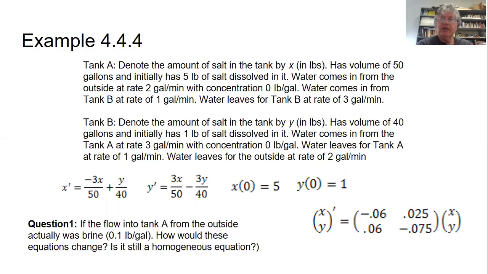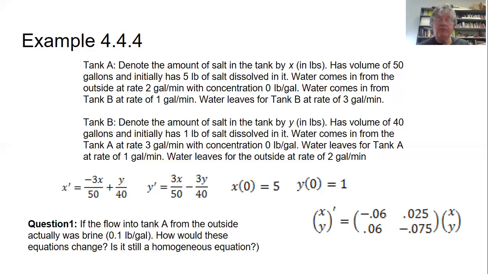Okay, so this turns out to be a homogeneous system. So for example, in tank A, we denote the amount of salt by x. And how is that changing? Well, we have 3 gallons per minute leaving from tank A to tank B. Okay, so it's a minus because it's leaving. The amount of salt in tank A is x. We divide that by 50 to get the salt per gallon, and we multiply by 3 because that's the rate. So we have minus 3x divided by 50.